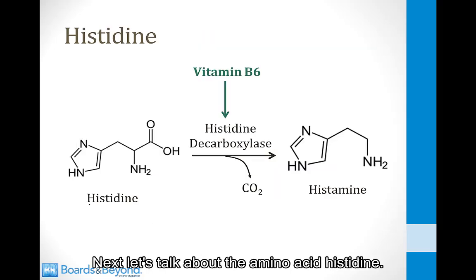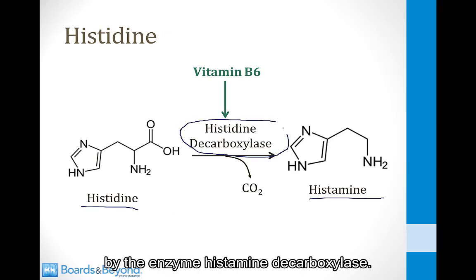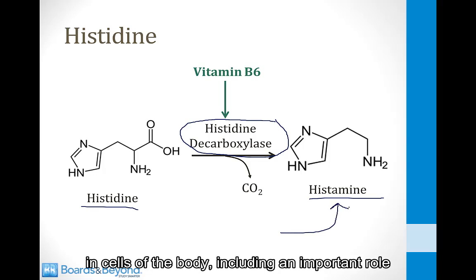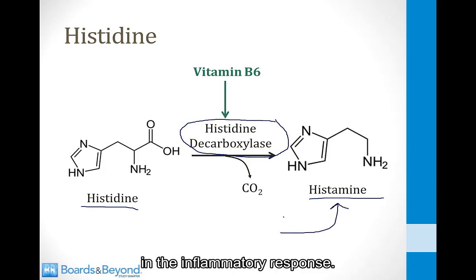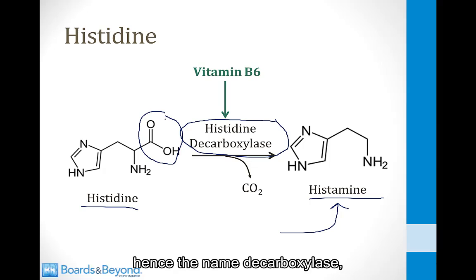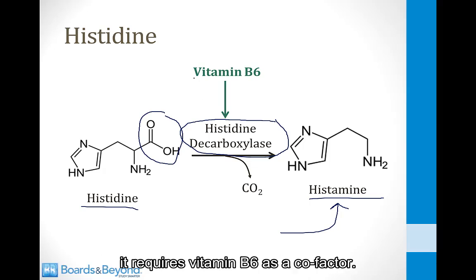Next, let's talk about the amino acid histidine. Histidine can be converted into histamine by the enzyme histidine decarboxylase. Histamine has many important roles in cells of the body, including an important role in the inflammatory response. Histidine decarboxylase removes this carboxylic acid group, hence the name decarboxylase. And just like many other decarboxylase enzymes, it requires vitamin B6 as a cofactor.